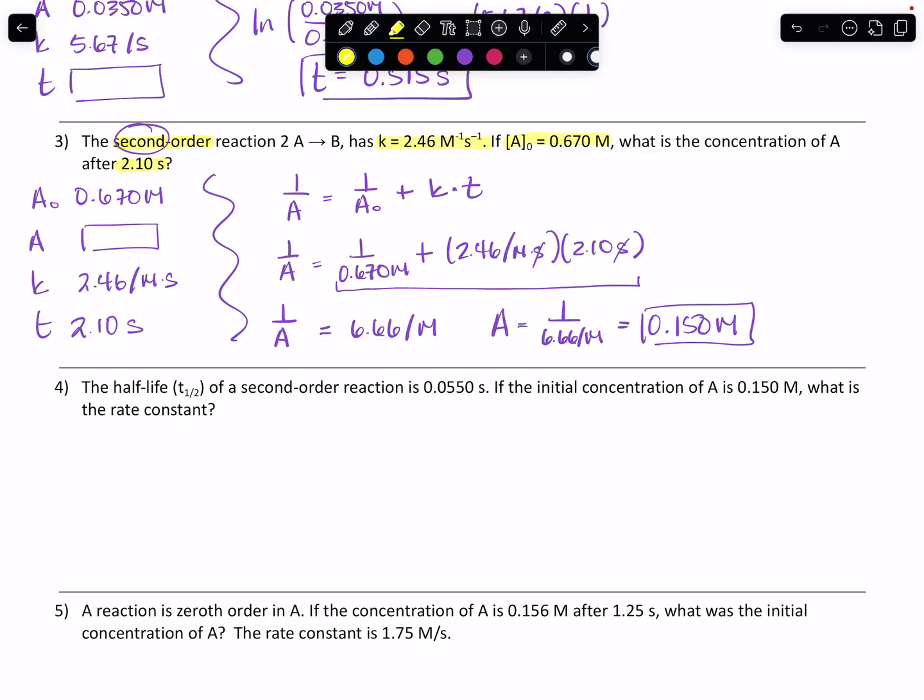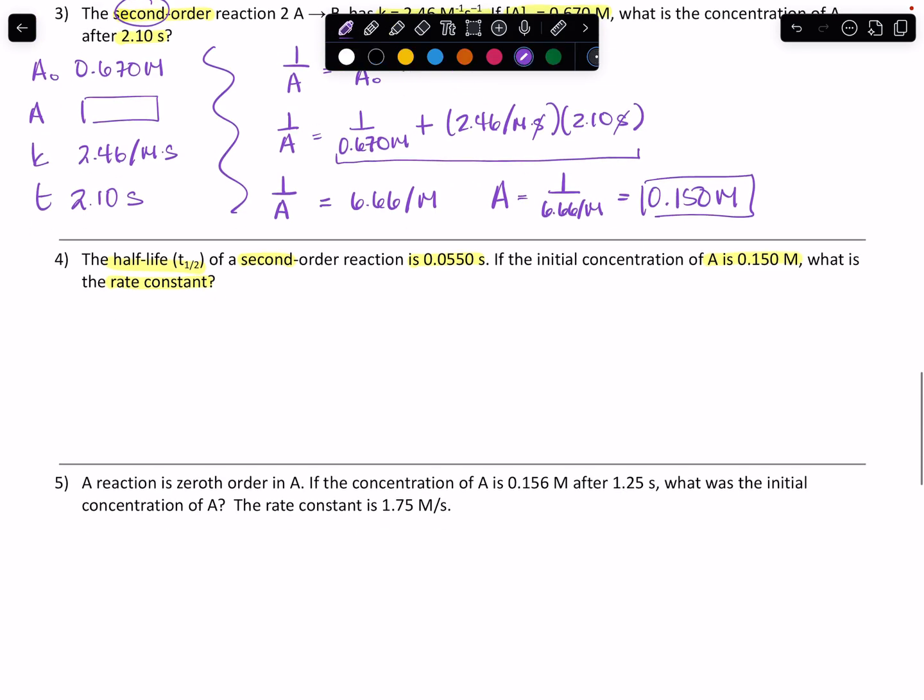All right, next. The half-life of a second order reaction is 0.0550 seconds. If the initial concentration of A is 0.15 molar, what is the rate constant? Oh, there's a lot going on here. All right, so T1/2, second order, 0.0550 seconds. The initial concentration is 0.150 molar, and we are asked to find the rate constant.